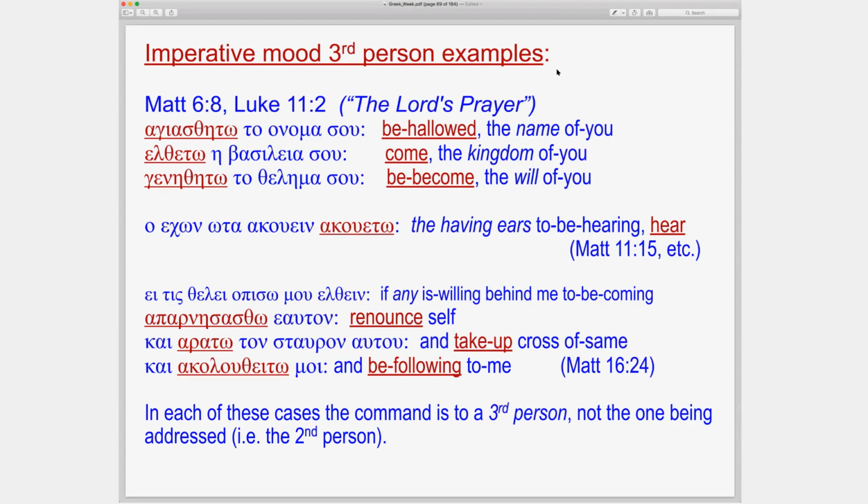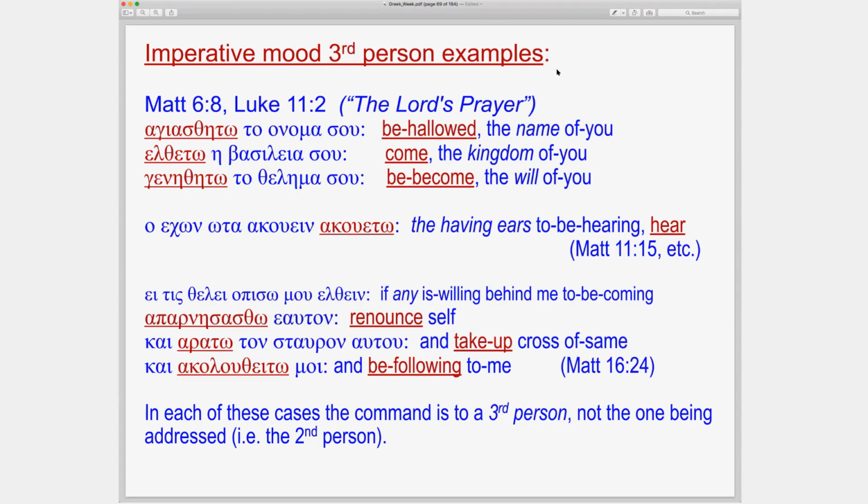Okay, going back to the end of the having ears to be hearing. Anyone that has ears to hear, hear. But he's speaking to the crowd about anyone, and that anyone is the third person. That anyone who would have ears to hear, he commands or makes mandatory, hear.